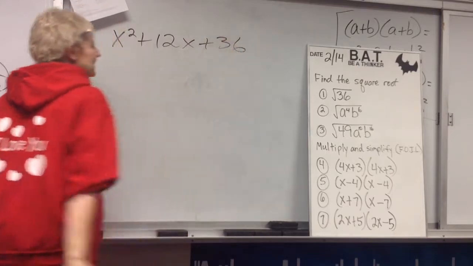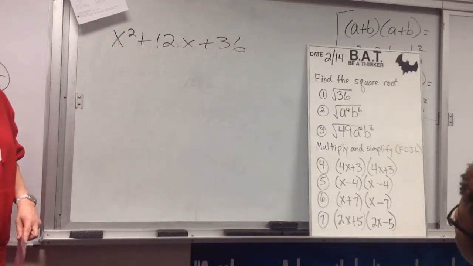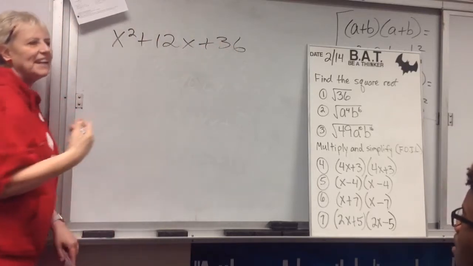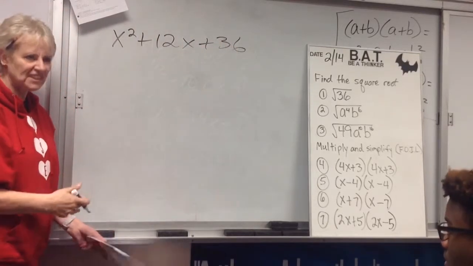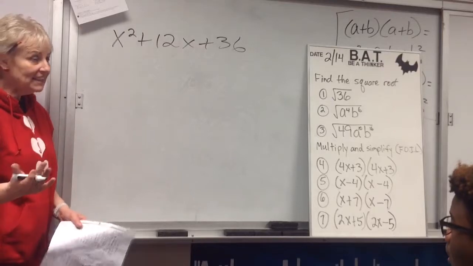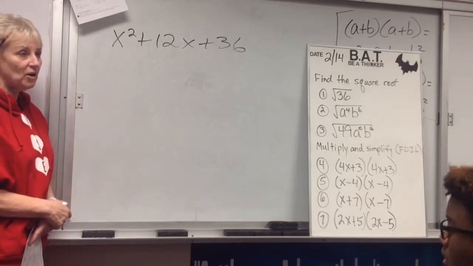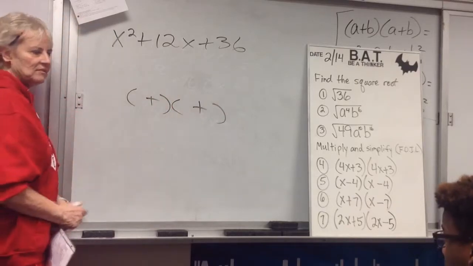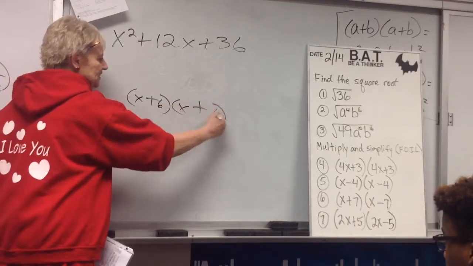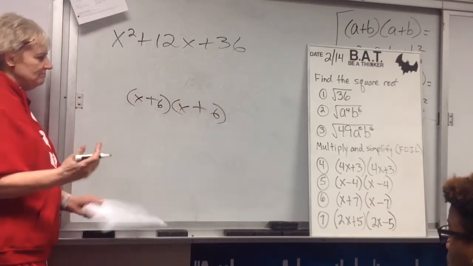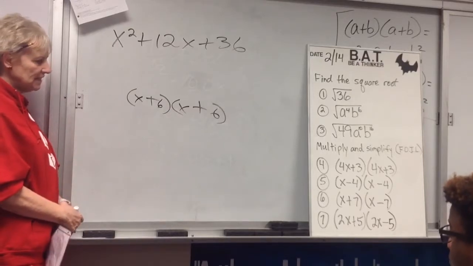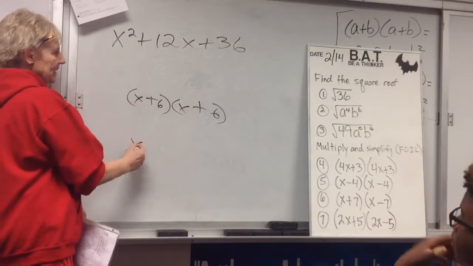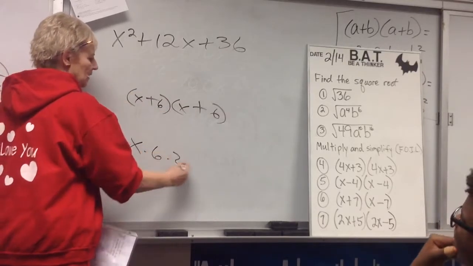All right. This one you can do easily because the factors of 36 that give you 12 are 6 and 6. But it is a perfect square trinomial, so you know you have the same thing twice. X and 6, X and 6. 6 times 6 is 36. Multiply the middle: square root of that, doubled, 12x.